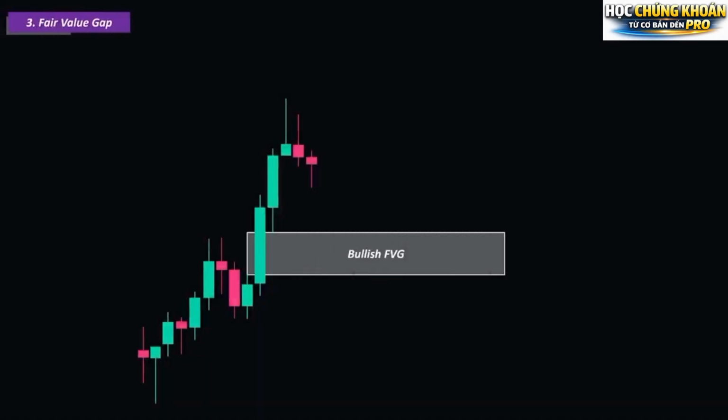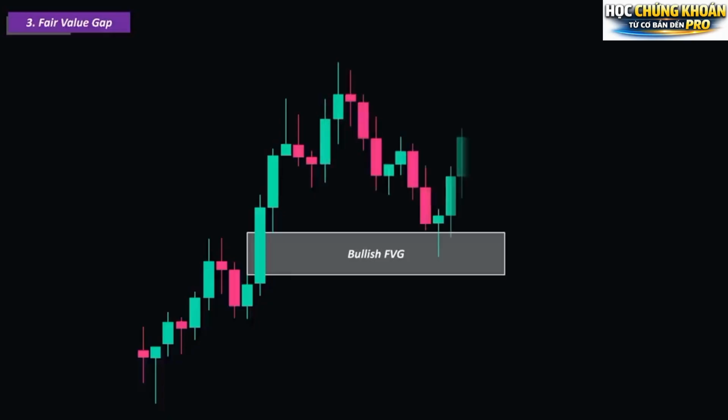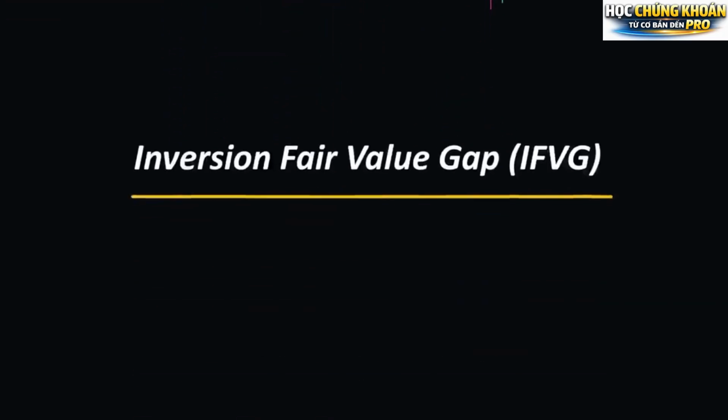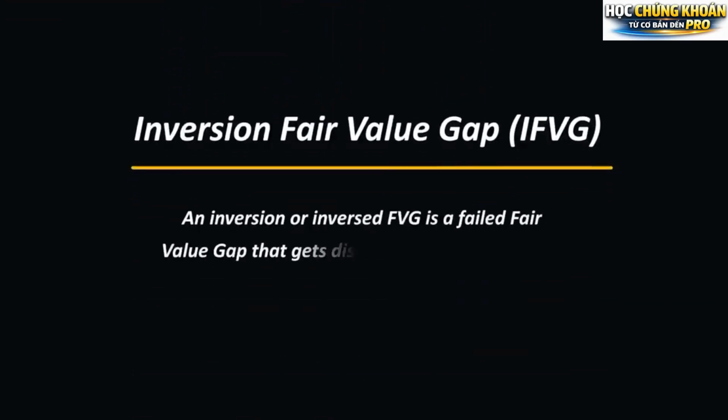Fair value gap. A bullish fair value gap is a space between the upper wick of the first candle and the lower wick of the third candle in a three-candle sequence. It shows a buy-side imbalance, where buying pressure strongly outweighs selling pressure, causing this gap in price movement. Traders often see this gap as an area of interest and use it as a demand zone to go long. The same concept applies to the bearish gap. Inversion fair value gap. An inversion or inversed fair value gap is a failed gap that gets disrespected by the market.